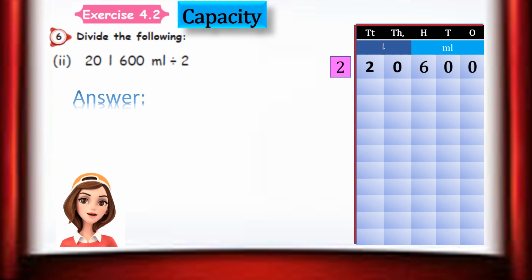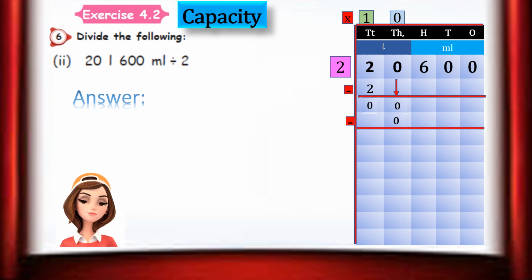So let us select the first digit, 2. So 2 one times only. Am I right? Yes. 2 ones are 2. Then after subtraction, 2 minus 2, 0. Then bring down the next digit. Yes, 2 zeros are 0. It came fast. Okay. So write the answer 0 here.